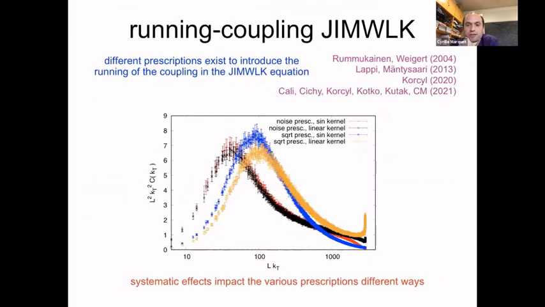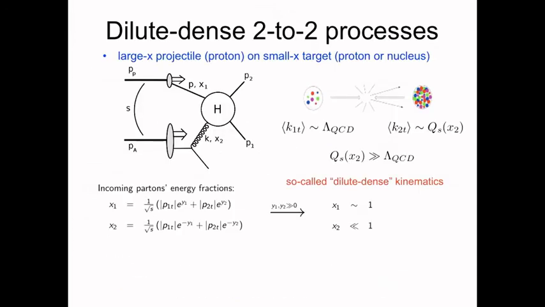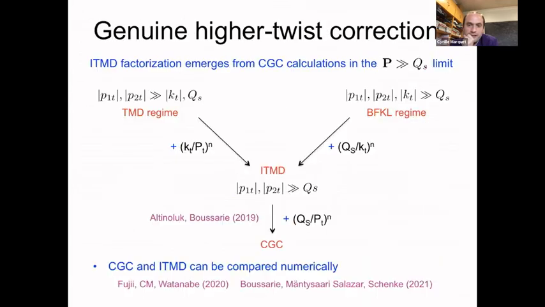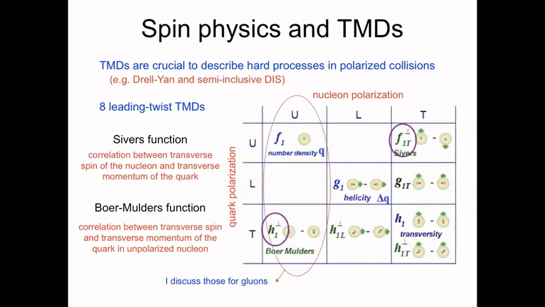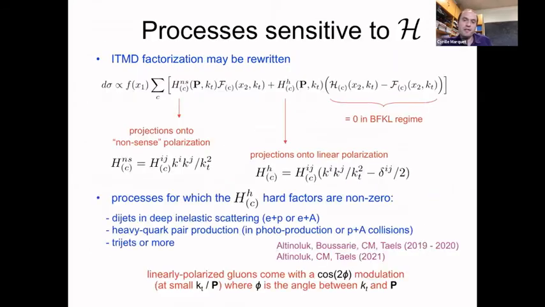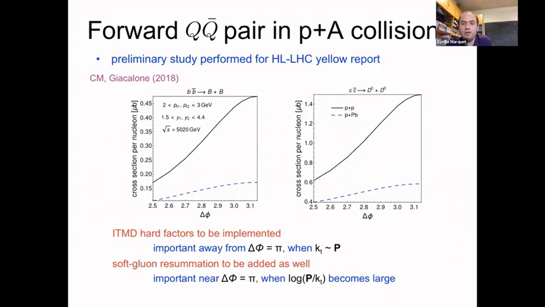But we do have the entire structure of TMDs included in our calculation. There are three different gauge link structures that are possible for this process. Yes, and we have all of that. Okay, so you take that into account. Yes. Okay. Thank you.